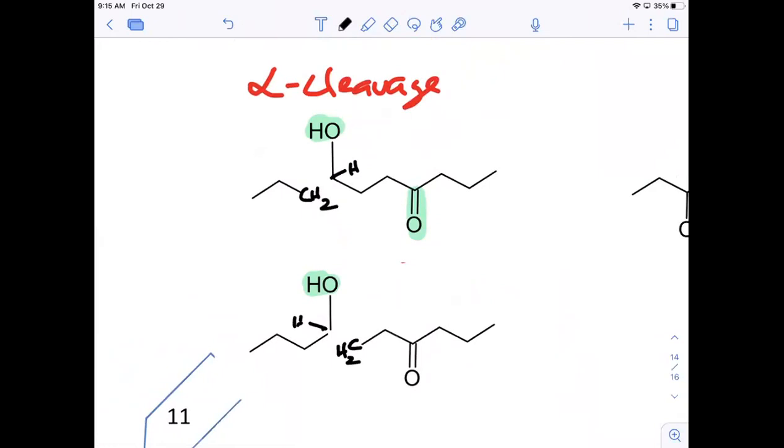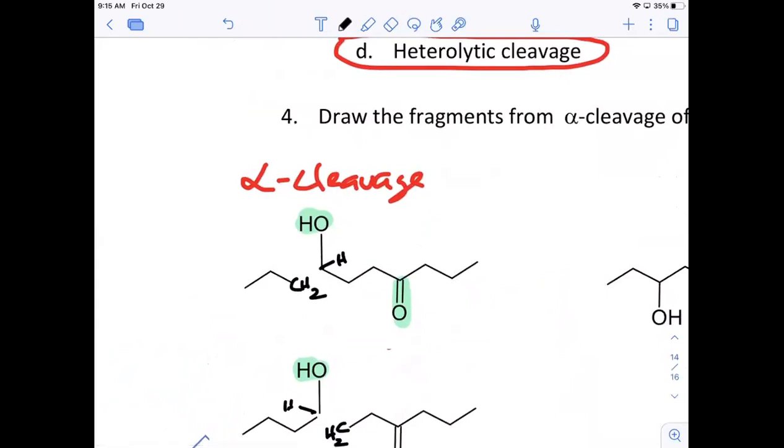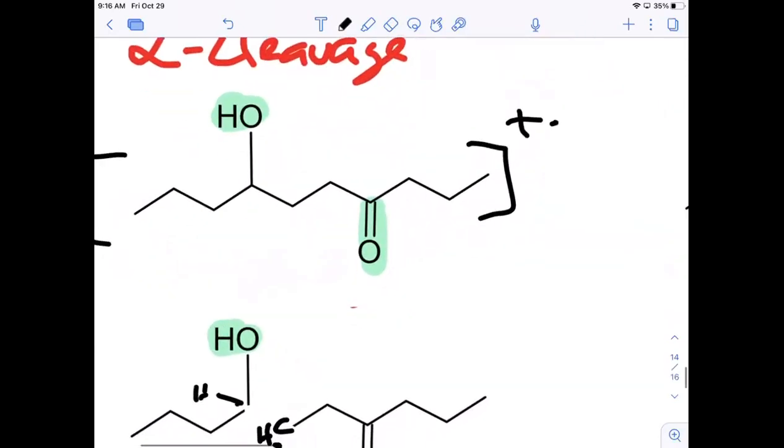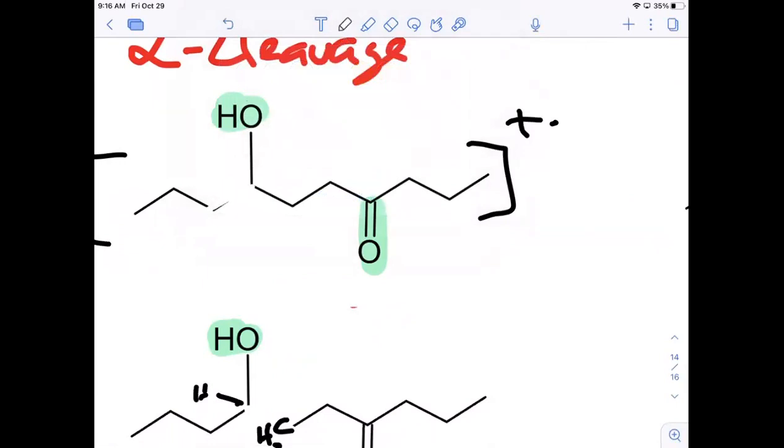Right, so what I have shown are the 2 sets of fragments that you'll get. Keep in mind the original molecule right here, once it becomes the radical cation, is what's going to get broken up into pieces. So if I'm doing alpha cleavage on this side, on the left side of that alcohol right here, then those are the 2 fragments that I get. One will be the radical, and one will be the cation.